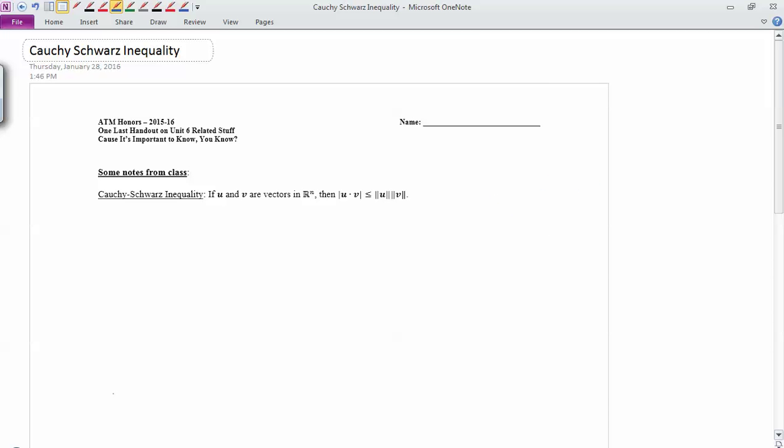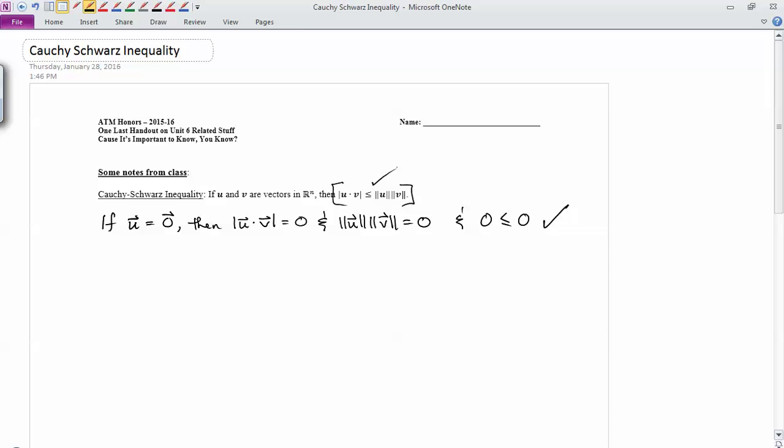Okay, so the Cauchy-Schwarz inequality. First, we'll take a look at a simple case. What if your first vector was just the zero vector? Well, then we know that the absolute value of u dot v is just going to be 0. And we know that the magnitude of u is 0. So if I multiply that by the magnitude of v, I'm going to get 0. And we know that 0 is less than or equal to 0.